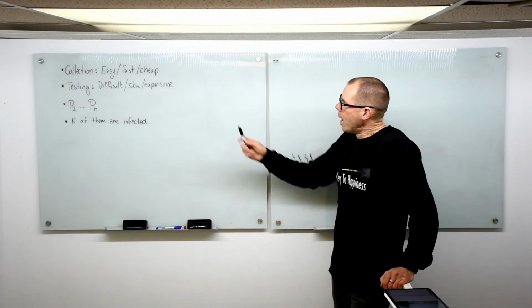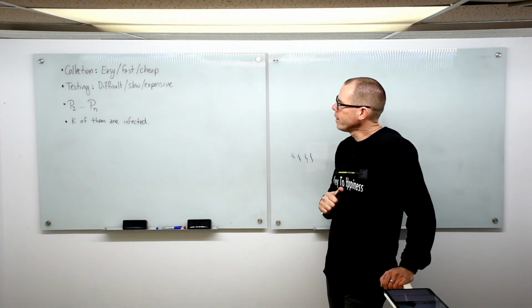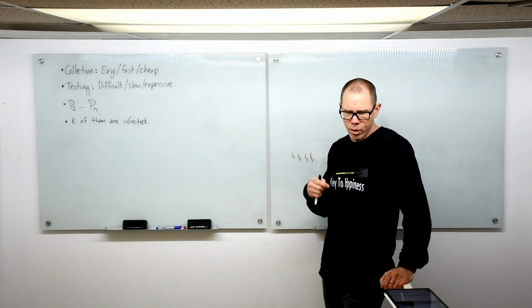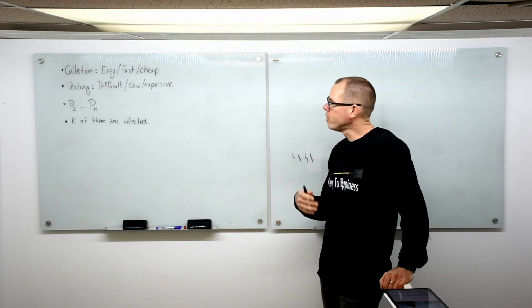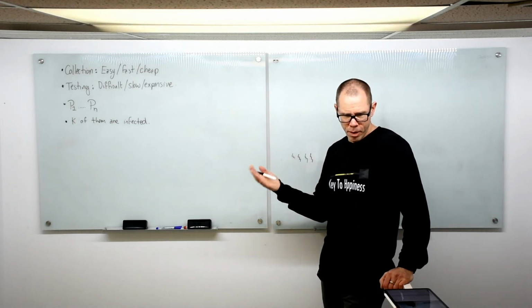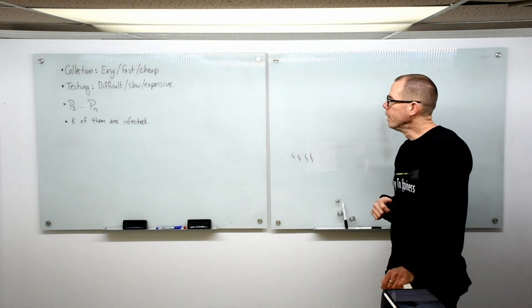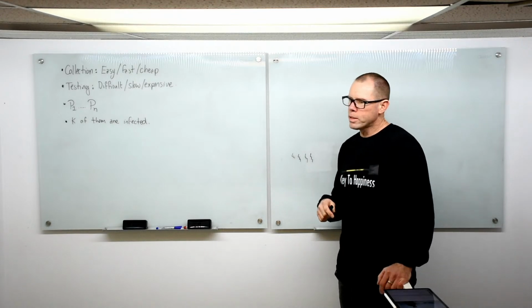Okay. And here's the other thing that you can do. The way these tests work, they're looking for specific DNA or some specific thing in the sample, and they return positive or negative based on that. You can do what's called pooling.